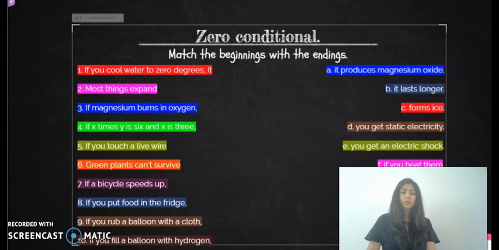Okay, now if you notice, we had 10 sentences, and those 10 sentences are scientific facts. So if we talk about scientific facts, we need to use the zero conditional.